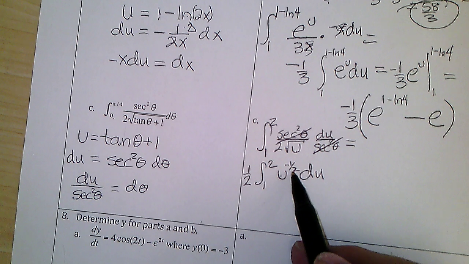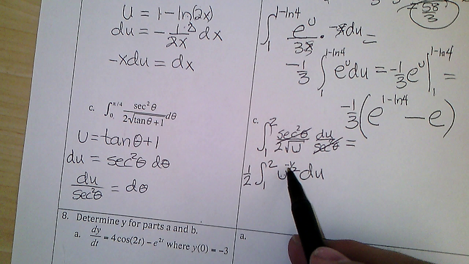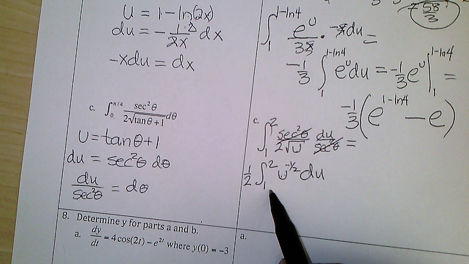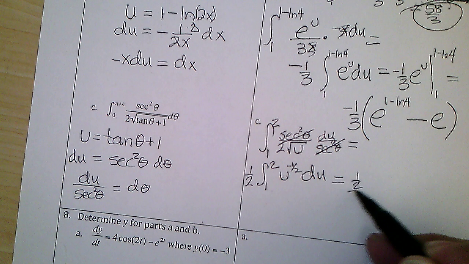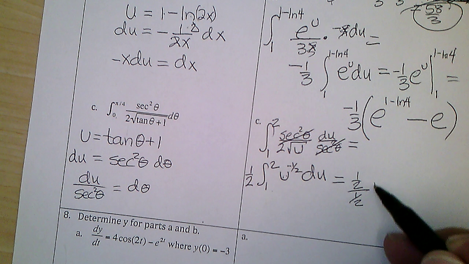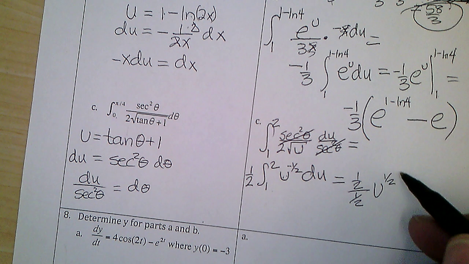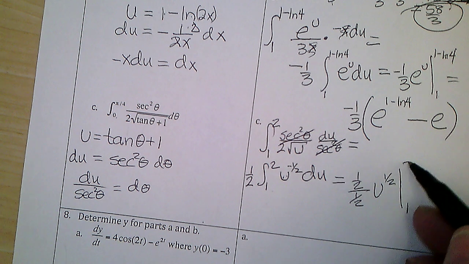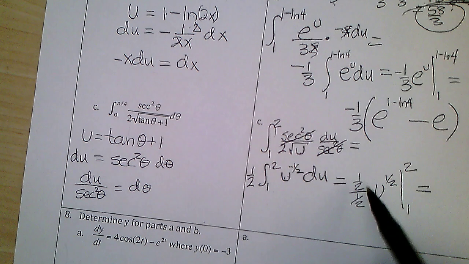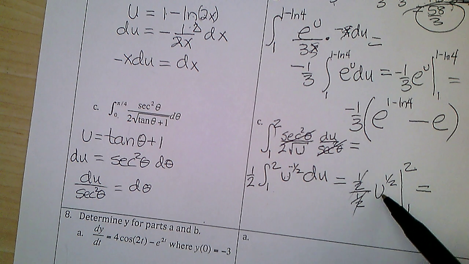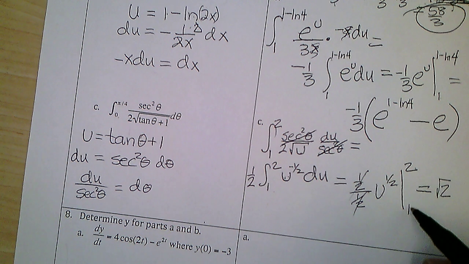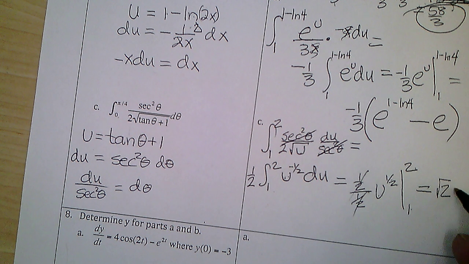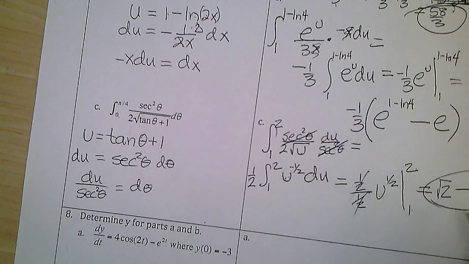Okay. So now, the power rule says add 1 to negative 1/2, which makes it plus 1/2, and then divide by the half. So I get 1/2 divided by 1/2 u to the plus 1/2, evaluated from 1 to 2. Well, this is gone, and I put 2 in there, and I get the square root of 2. And if I put a 1 in there, the square root of 1 is 1, minus 1.